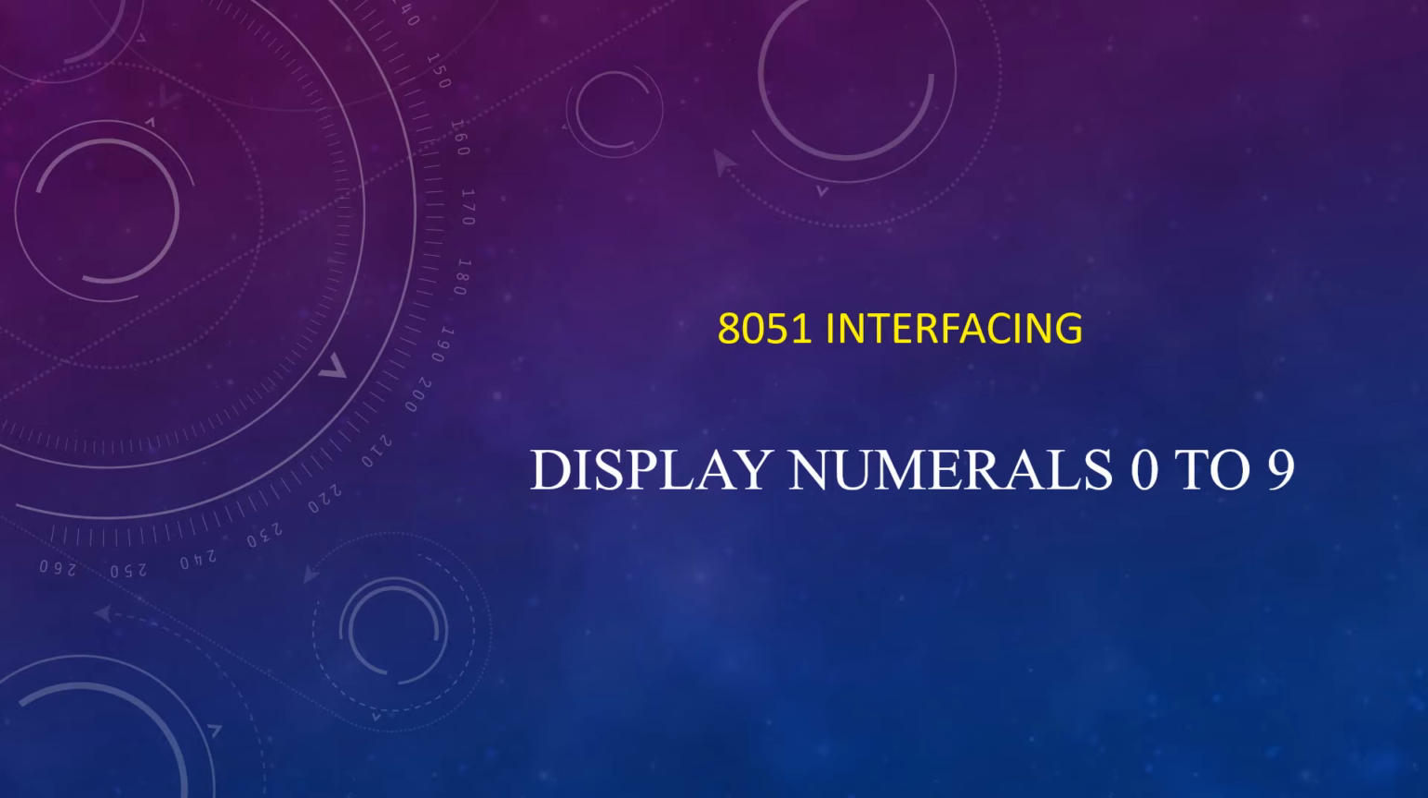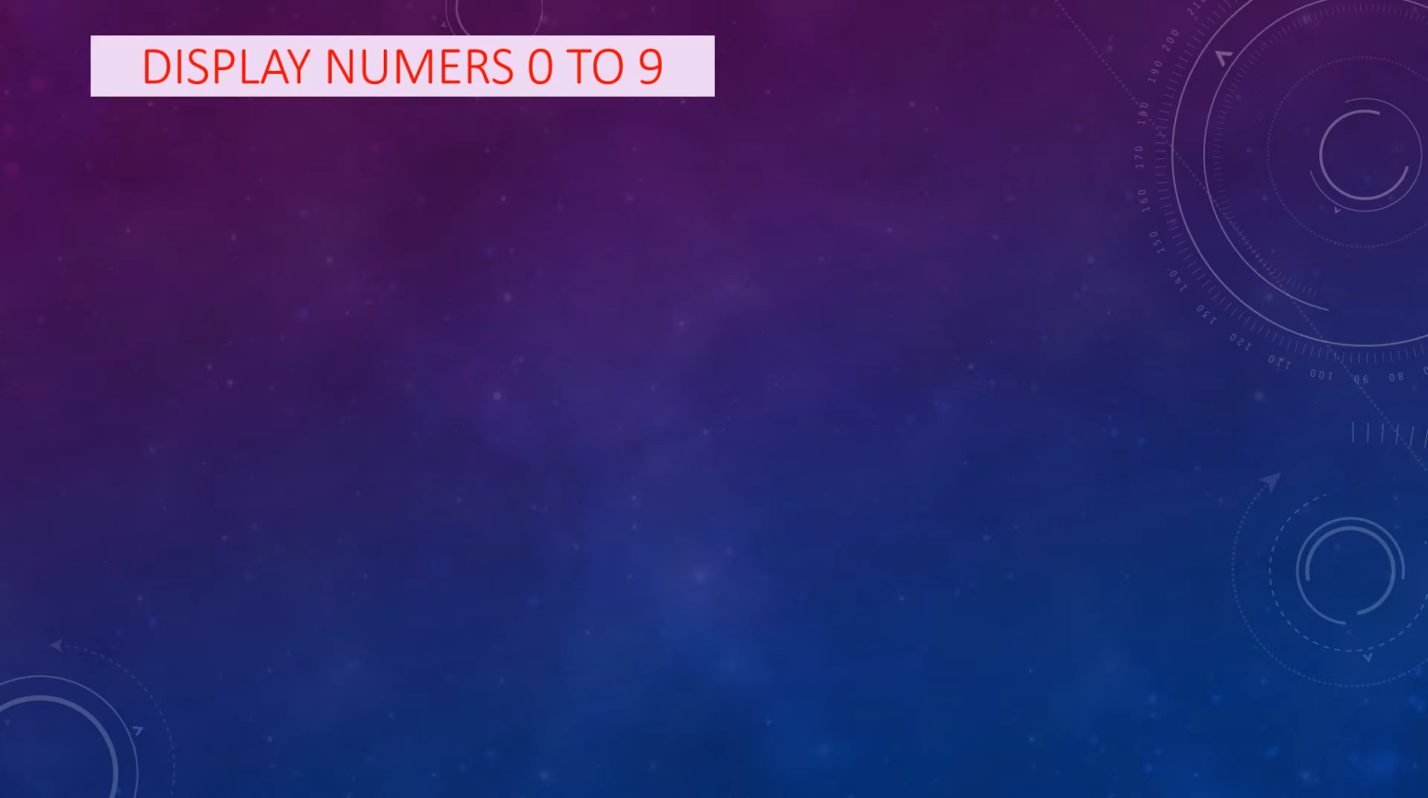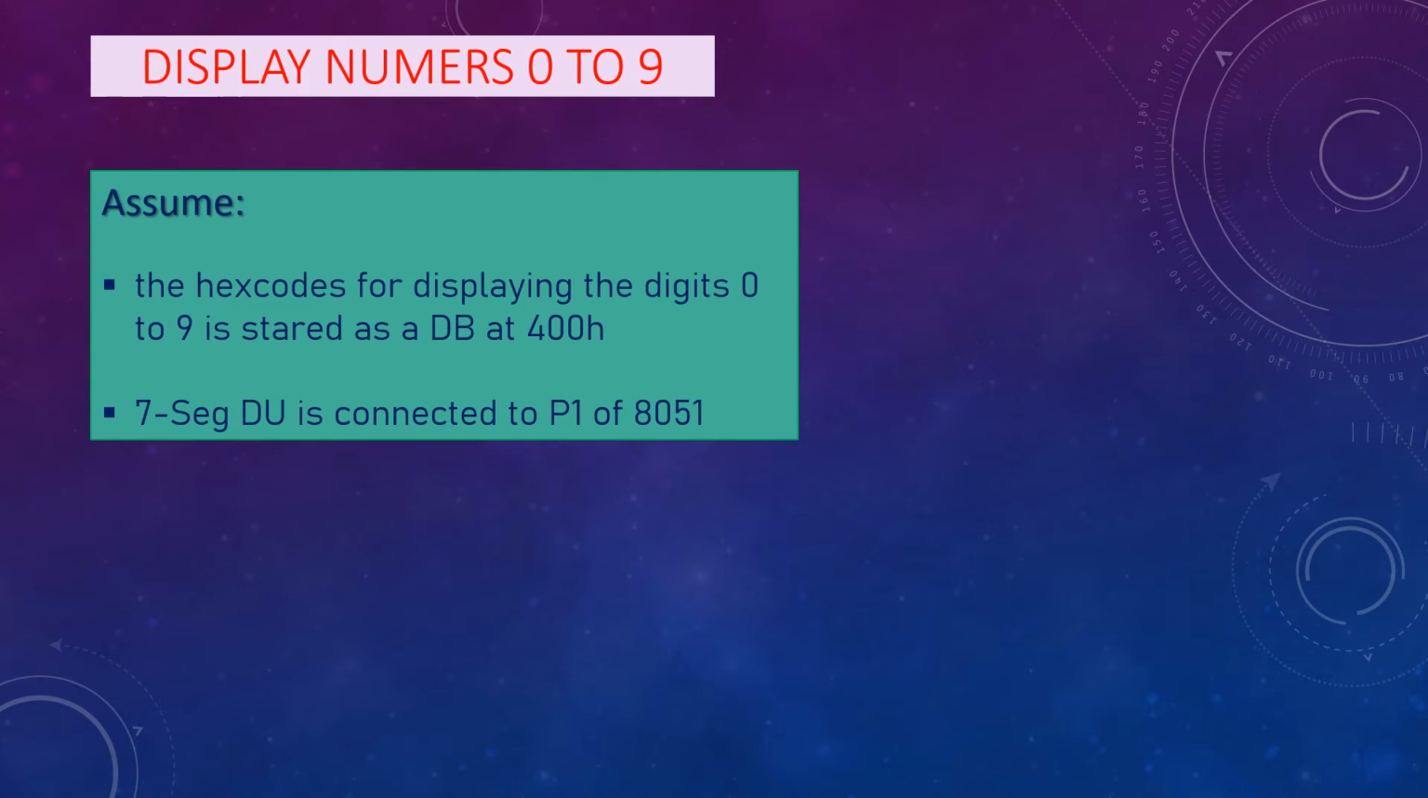So let us plan our program. Let us start with some basic assumptions. Let us assume that the hexa code for displaying the digits 0 to 9 is stored in a database that starts at the memory location 400H. Assumption number 2: let us assume that the 7-segment display unit is connected to P1 of the 8051 microcontroller.